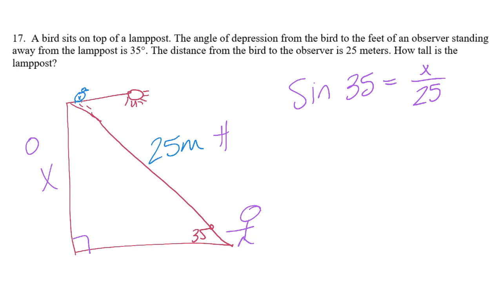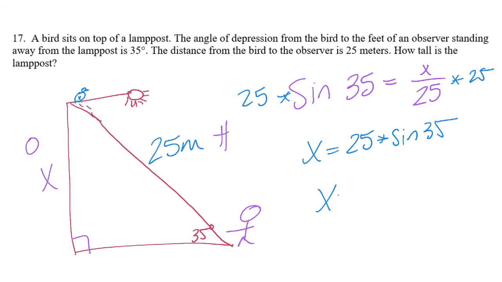So then we need to multiply by 25 on both sides. So X equals 25 times the sine of 35. We have to type that in our calculator to get our actual number. 25 times the sine of 35 is going to be 14.34, and the unit is going to be meters because our distance was in meters, so we have to use meters.